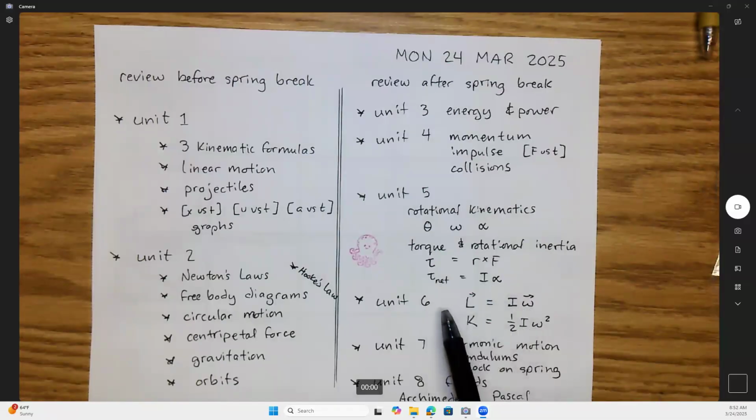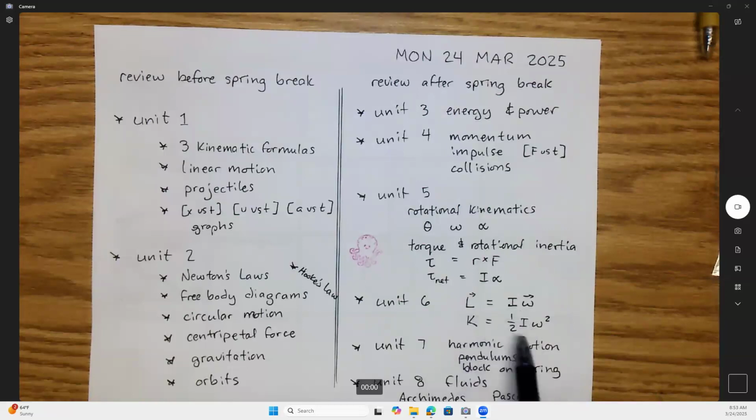Okay. And then unit 6. So here's the other half of the rotational dynamics section. Guys, what does capital L stand for in this class? Angular momentum. So put a little vector arrow. That's I times omega, rotational inertia times angular velocity, kind of analogous to p equals mv.